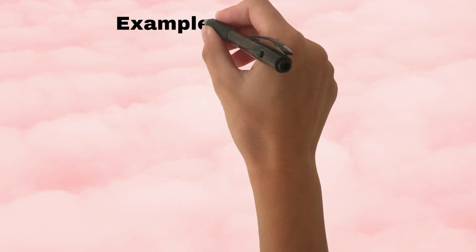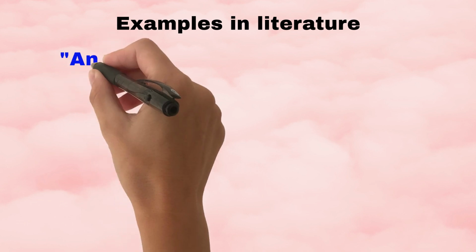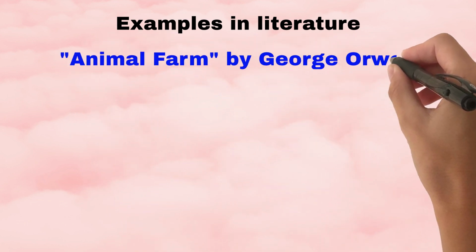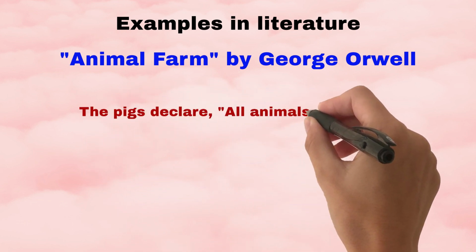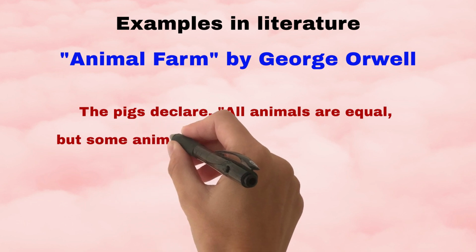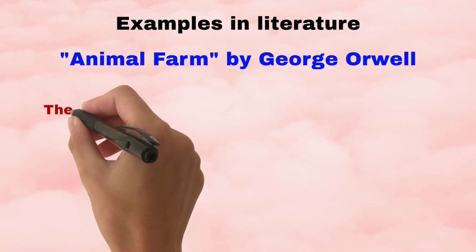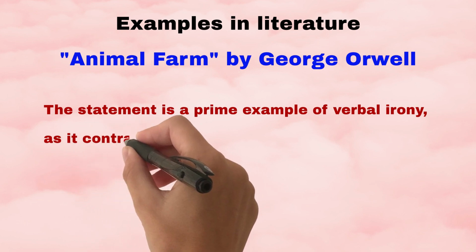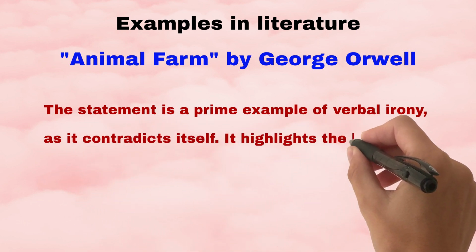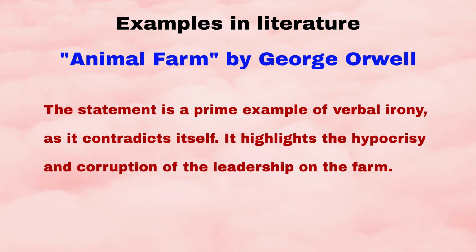Let's look at the examples of verbal irony in literature. Animal Farm, by George Orwell. "The pigs declare, all animals are equal, but some animals are more equal than others." The statement is a prime example of verbal irony, as it contradicts itself. It highlights the hypocrisy and corruption of the leadership on the farm.